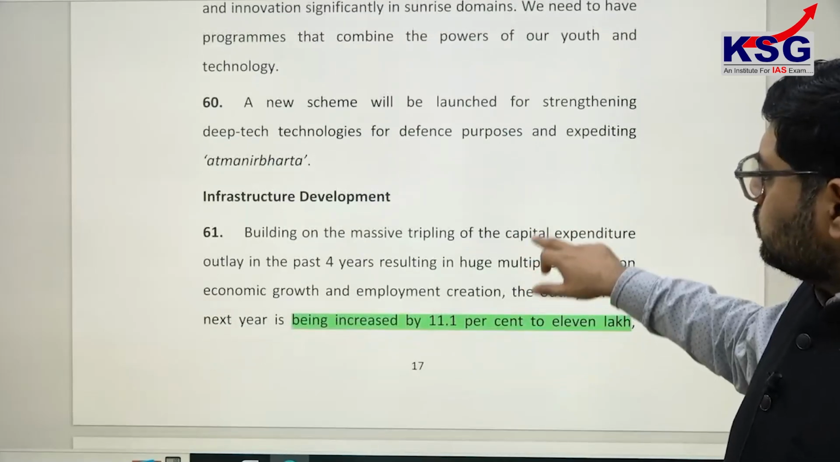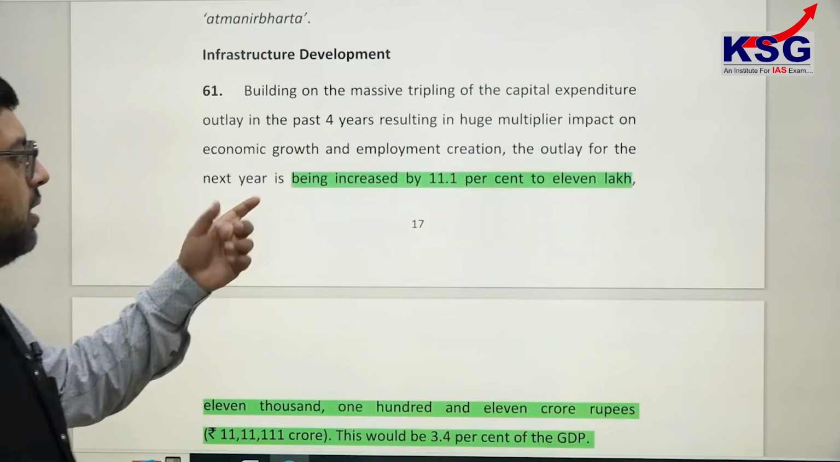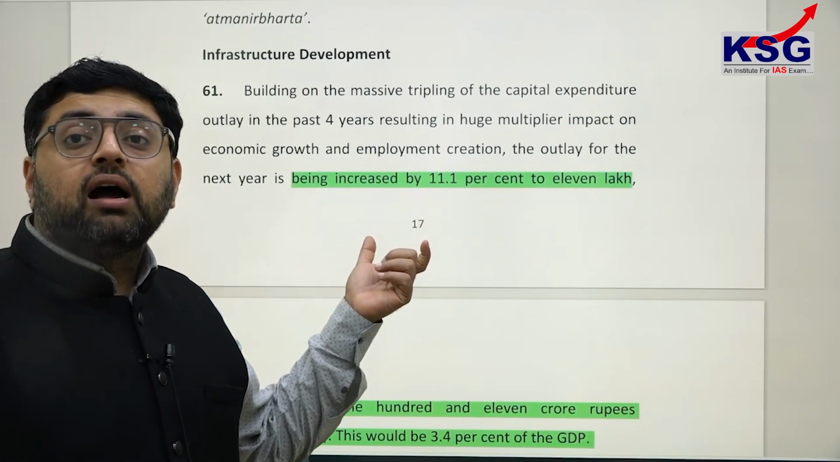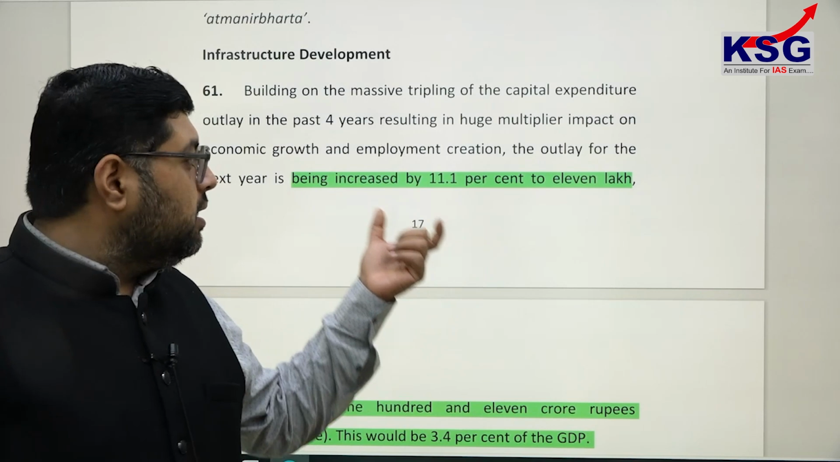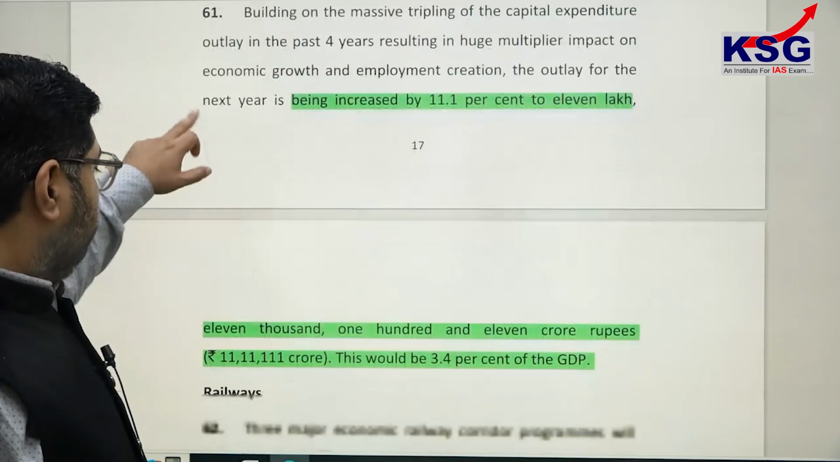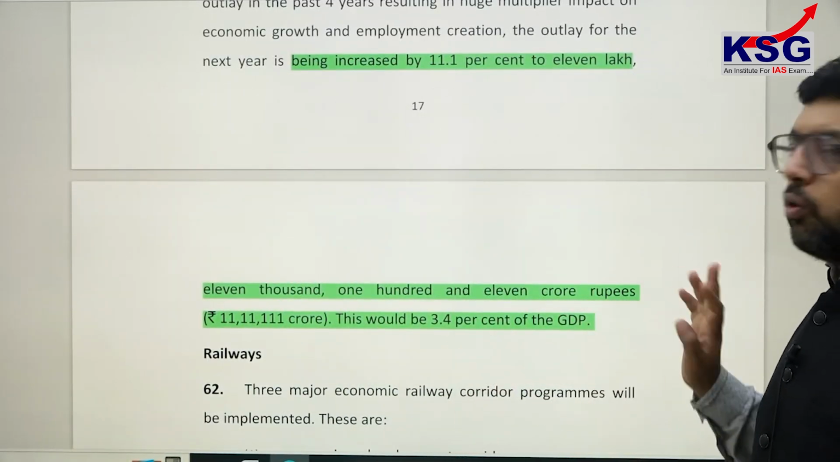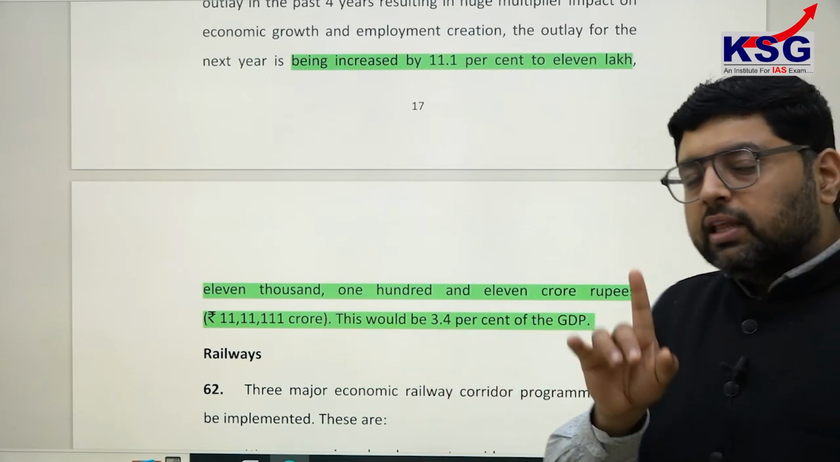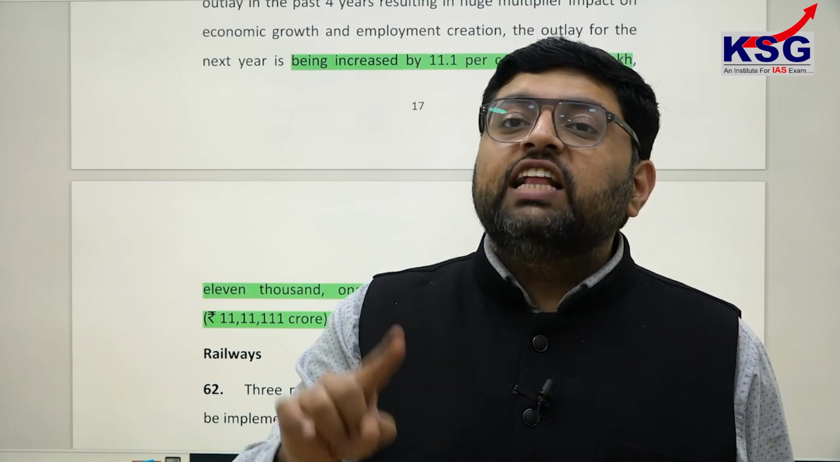Clear? Now when we talk about infrastructure development, the government said that we have increased our capital infrastructure expenditure, with respect to the previous year or last budget, by 11%, and the new number is 11,11,111 crore rupees. So this is the new number. One thing you have to remember: last year we gave capital expenditure of around 10 lakh crores. So it was the first time that the government gave an amount of more than 3% of GDP.